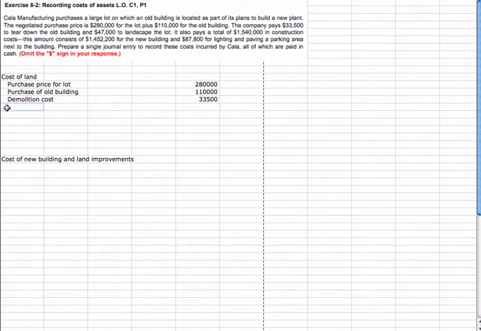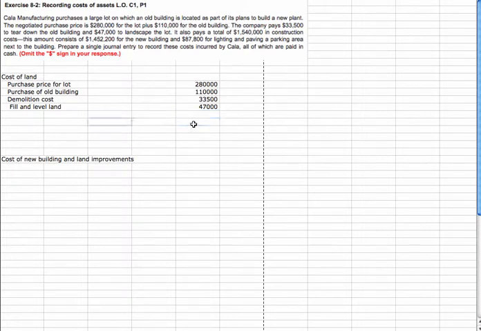Next, as we look at it, is there any other costs? As we look in here, it shows that they paid $33,000 to tear it down, $47,000 to landscape the lot or to prepare the lot for construction. So basically, these are all the costs to get the land into its usable condition.